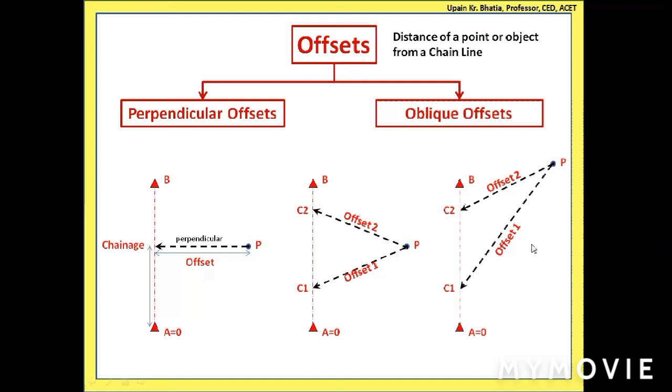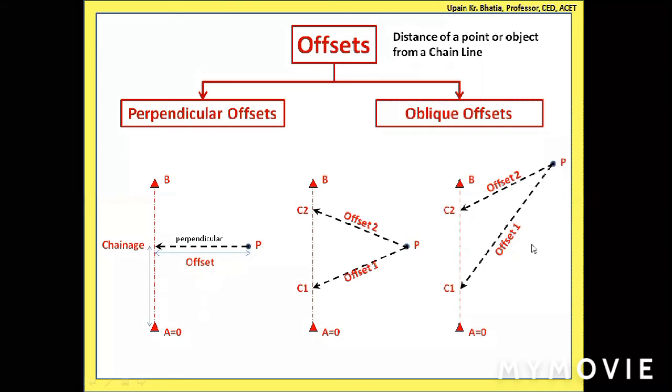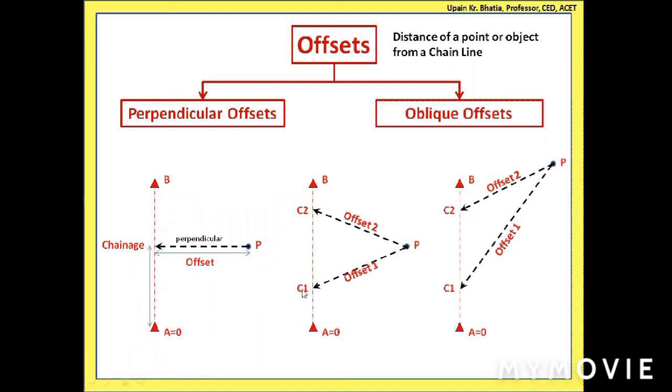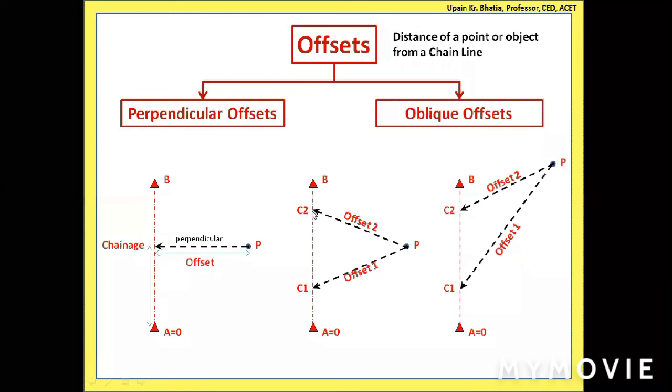Sir, in the middle one that we have drawn, that is the set of oblique offsets. Sir, which length will we call the chain edge? So the chain edge is from this point A up to this distance C1. This is the first chain edge. And from A to this point C2, this entire distance is the second chain edge.